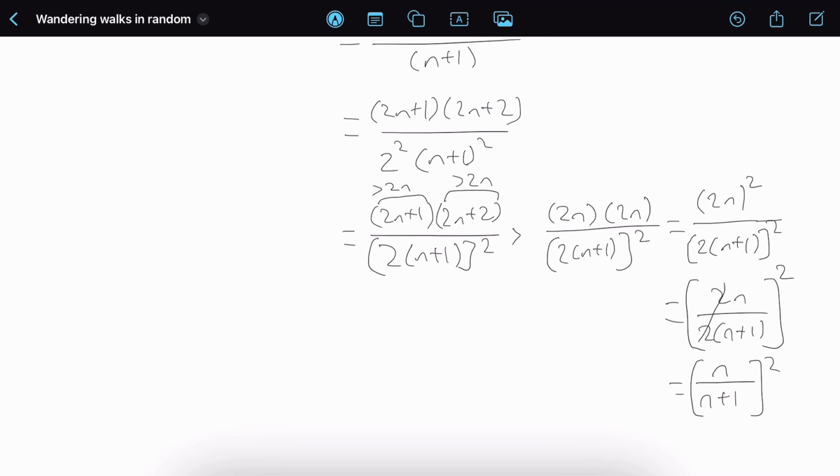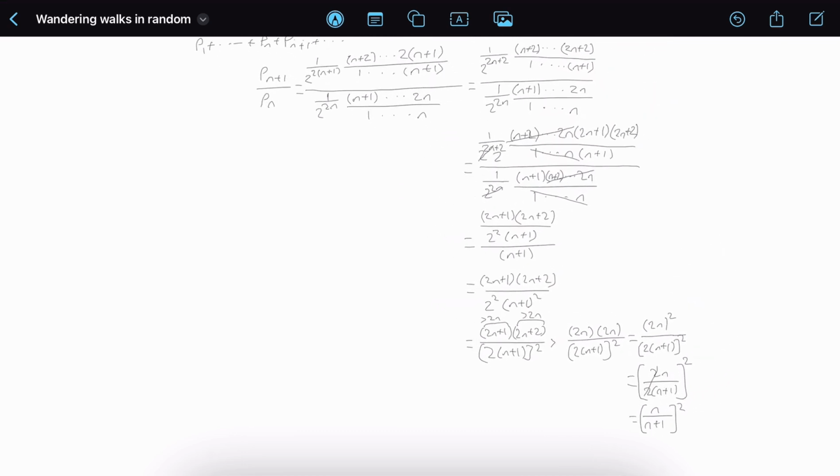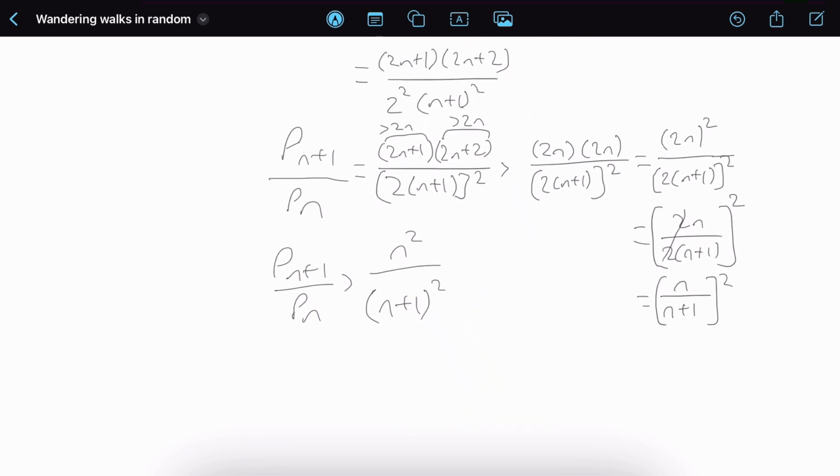And this is just representing the ratio. If you remember, this is just representing the ratio here on top. This ratio is just p sub n plus 1 over p sub n, and we find that ratio to be greater than n squared over n plus 1 squared. This is the relationship that we got.